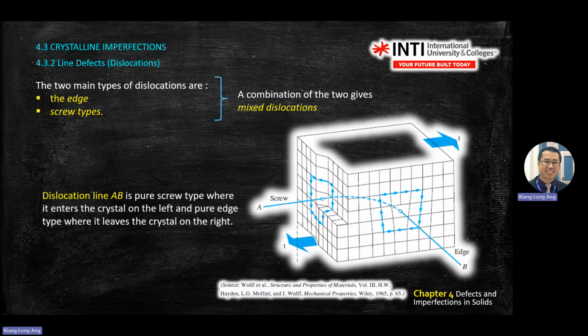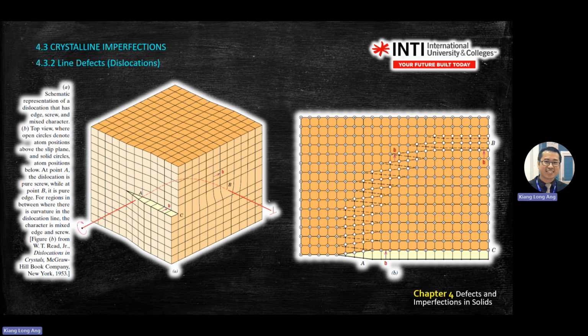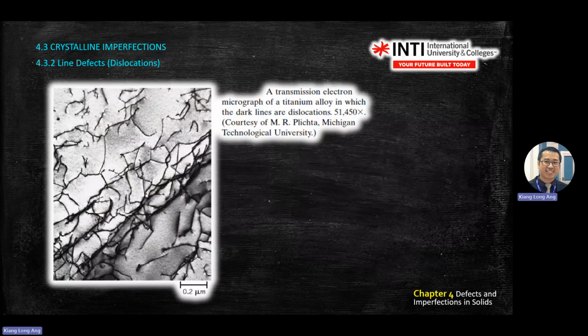Edge is edge. This one is screw. But it happened on the same metal plate. Means then you have two. It becomes mixed. Okay, so you'll see something like this. Line distortion. This one under SEM.